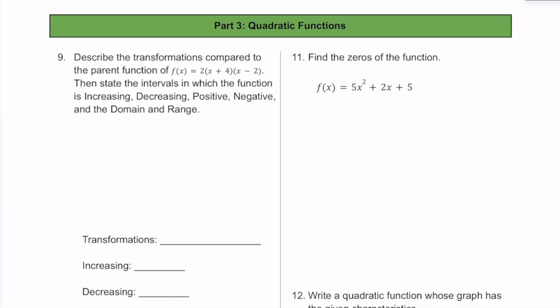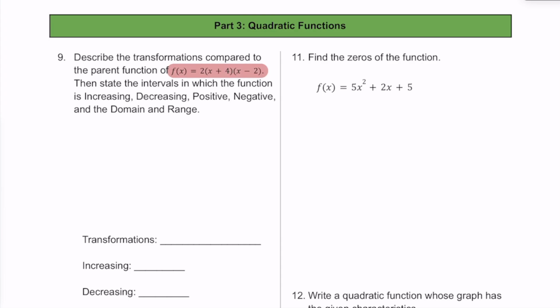In number 9, it says to describe the transformations compared to the parent function of f of x is equal to 2 times the quantity of x plus 4 times the quantity of x minus 2. Then state the intervals of which the function is increasing, decreasing, positive, negative, and the domain and range.